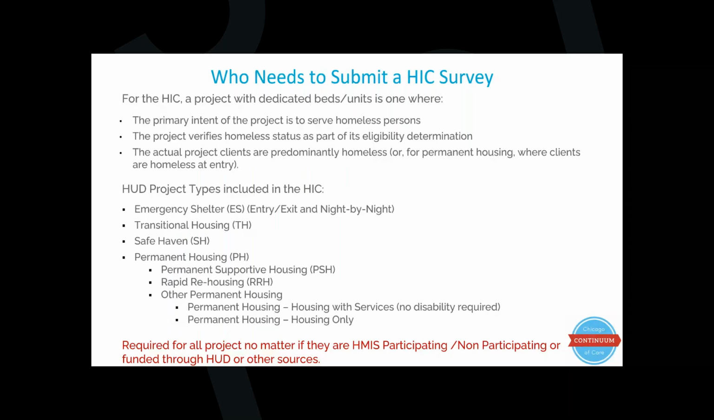So those project types would include emergency shelter, both entry and exit, as well as night by night, transitional housing, safe haven, and permanent housing, which under permanent housing, it includes permanent supportive housing, rapid rehousing, and then other permanent housing. So if you've ever seen OPH, what that refers to are two project types. It is going to be permanent housing, housing with services, no disability, and then permanent housing, housing only. So both of those project types fall under other permanent housing. So if you ever see that anywhere else, that's what it's referring to. So these are the project types that are going to be required to participate in the housing inventory count.